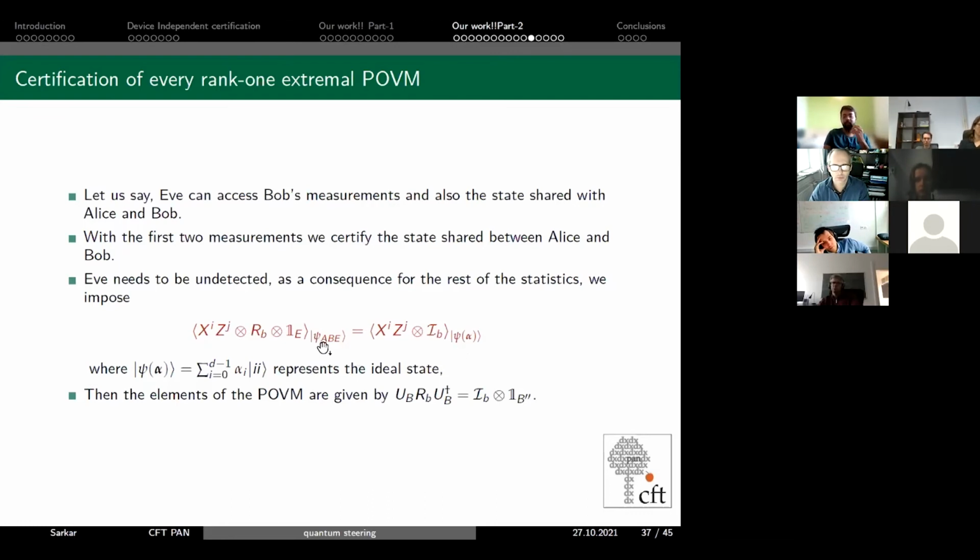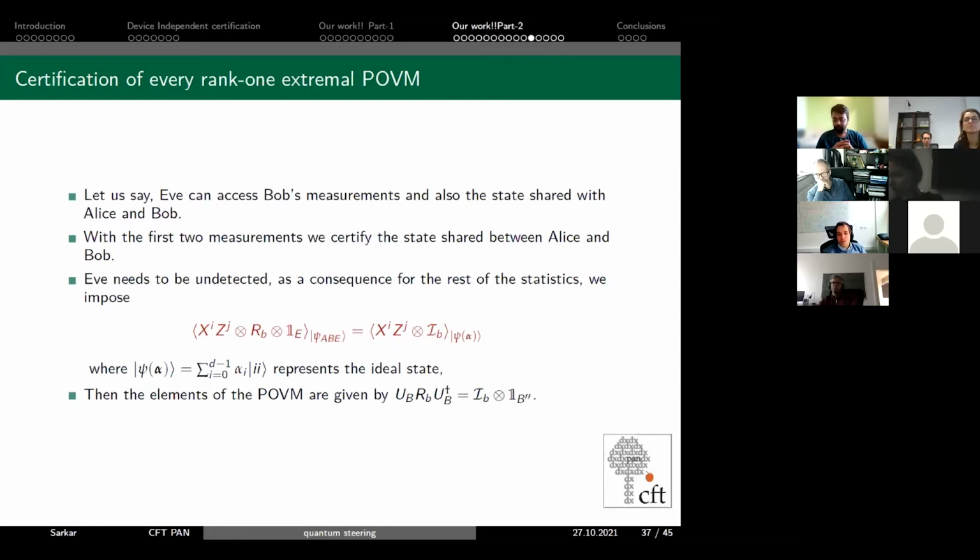So using the first two measurements, you prove that this state which is shared with Alice, Bob, and Eve is actually this ideal state with some junk state. From there, you can actually prove that up to some local unitaries, the non-ideal POVM with Bob is equal to some ideal POVM times identity. So these ideal POVMs are actually extremal. I won't go into the details of the proof, but throughout the proof, we just explore this relation, and then also that the POVMs are actually extremal.